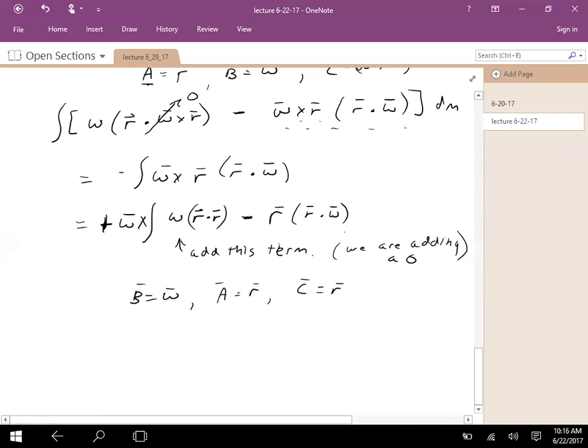So if we do that, we can sort of undo the back minus cab. We get omega crossed with this integral. That means it's A cross B cross C, or R crossed with omega crossed with R, dm.